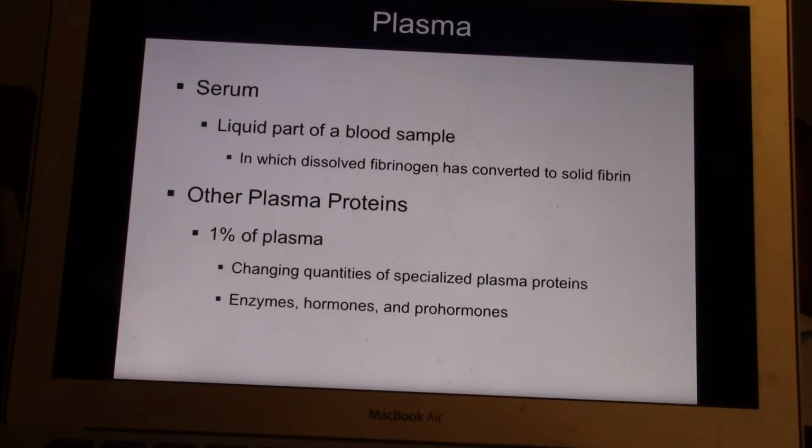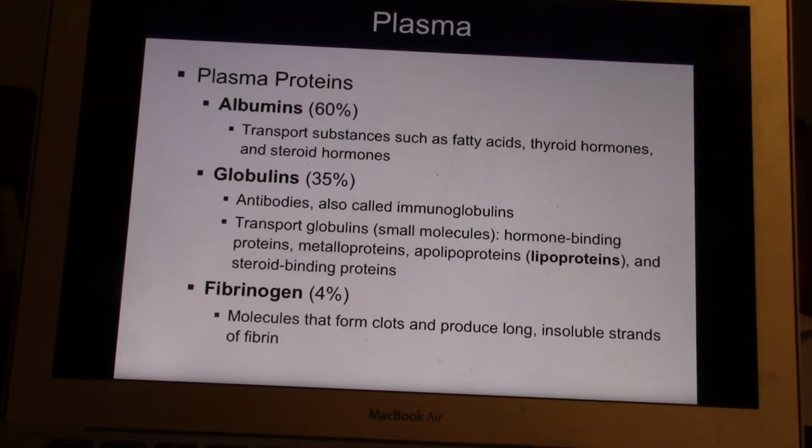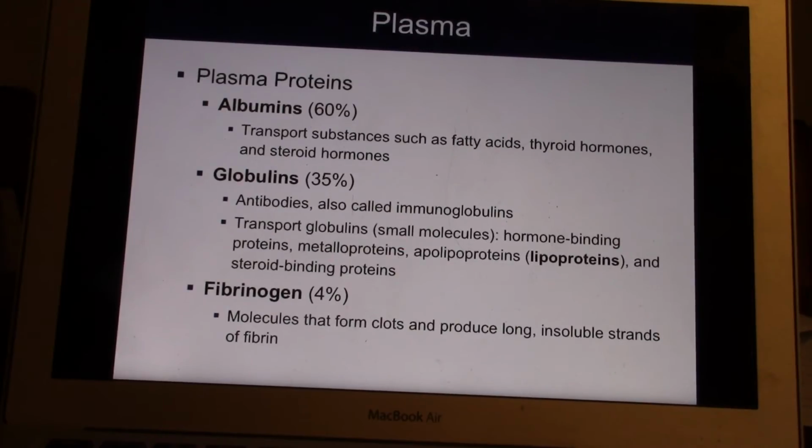Probably the most common one is albumin, and I'm playing with my thingy here like usual, and I'm trying to make it work. There it is. Doesn't really show up there.